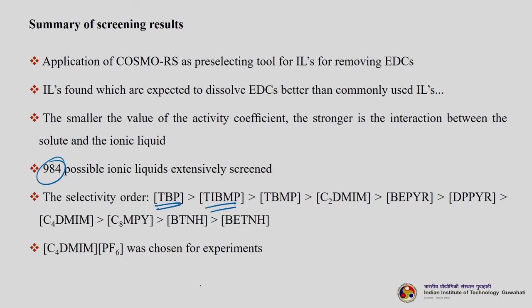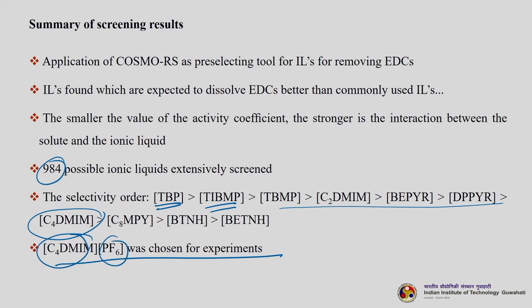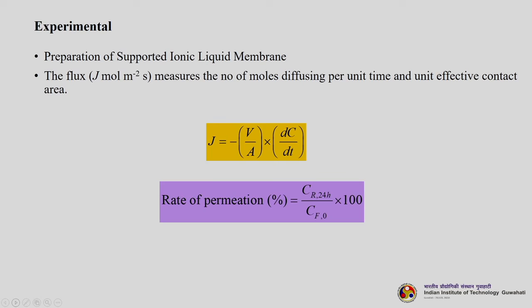Since we do not have these ionic liquids available commercially, we have gone for C4DMIM PF6, which was chosen for our experiment. It is an imidazolium based ionic liquid with hexafluorophosphate as the anion. So, this is your cationic group, this is your anionic group. Then we have to prepare the supported ionic liquid membrane, as I told you a few slides before. Then you have to measure the flux, the rate of permeation, using this equation, minus V by A dC by dt.